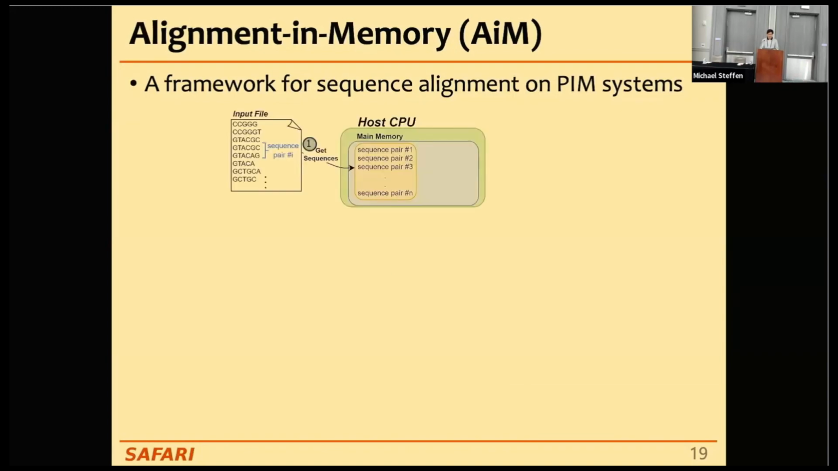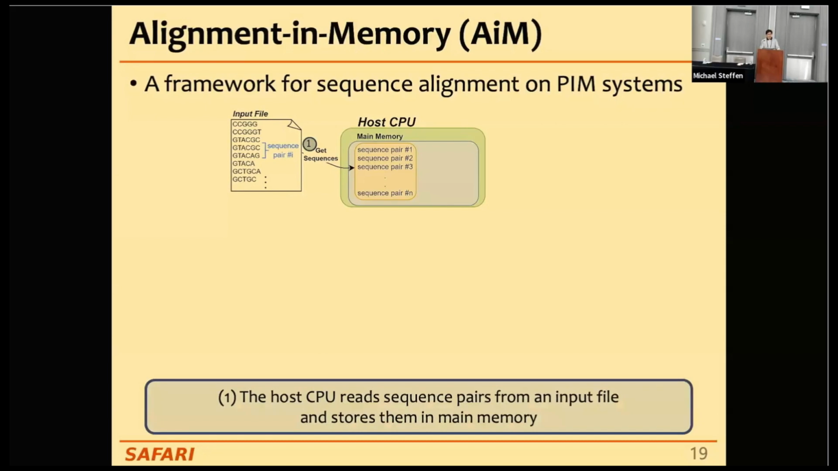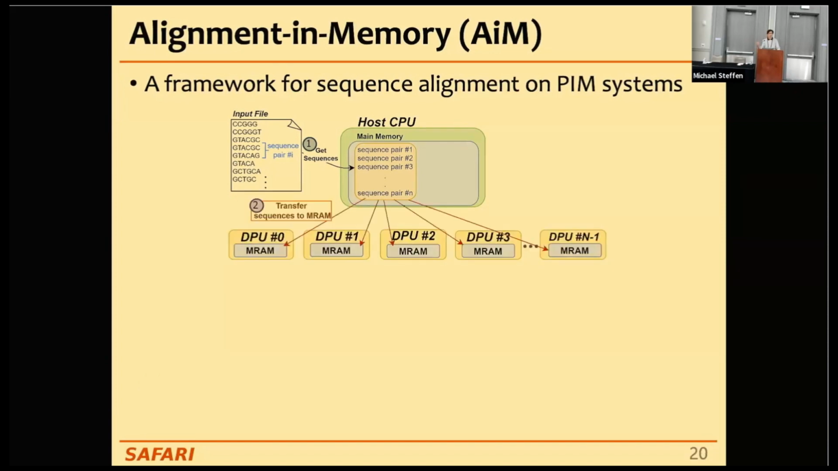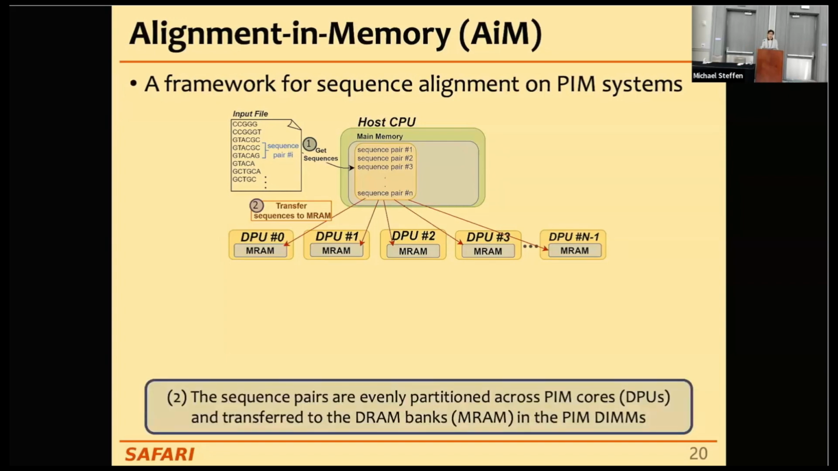So let's take a look at how the framework works. For sequence alignment on PIM systems, we have a host CPU, and the very first thing that the host CPU will do is open an input file and store the contents of this file in the main memory. This file is going to contain sequence pairs that we need to align, and we are going to use the PIM system, the PIM cores. Remember that they are called DPUs. So the second thing that the CPU will have to do is send the sequence pairs to the PIM cores, in particular transfer them to the DRAM banks, the MRAM in the PIM DIMMs.